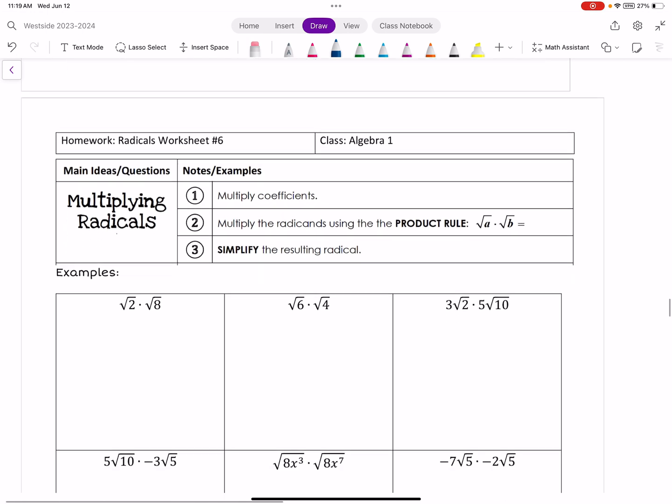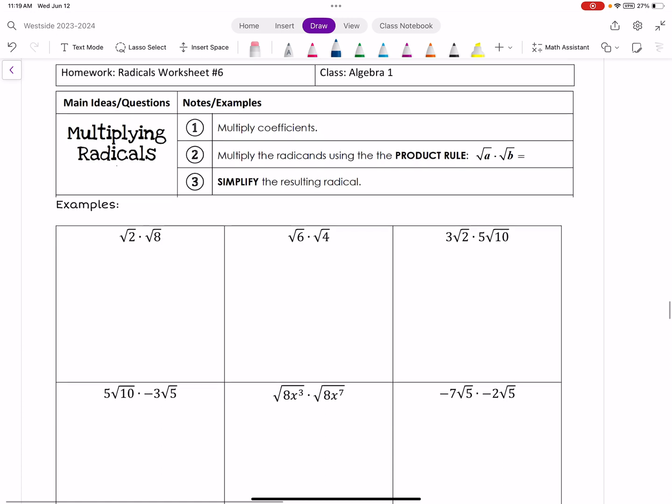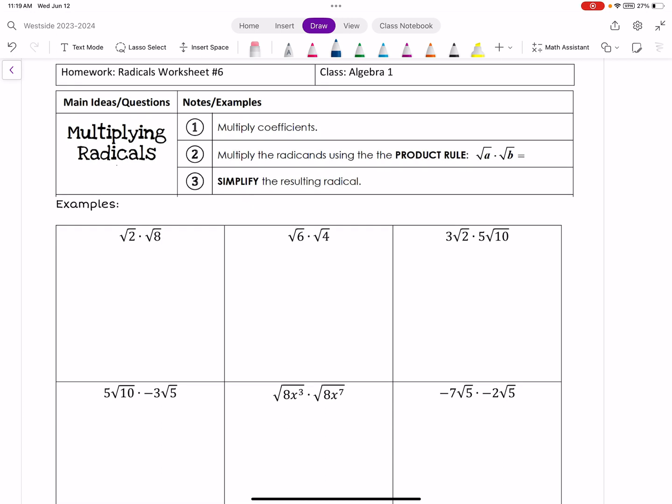So at the top, it lists the steps that you will need to take in order to multiply radicals. Unlike adding and subtracting, when we multiply, we do not need the same radicand. We can put things together if they have the same radical.